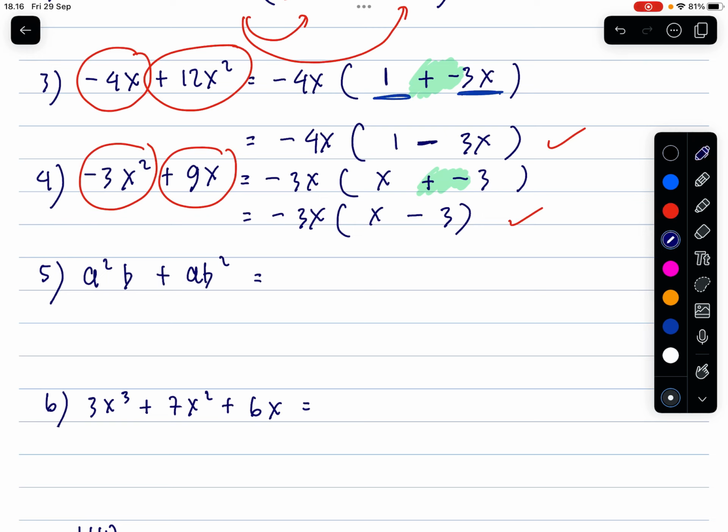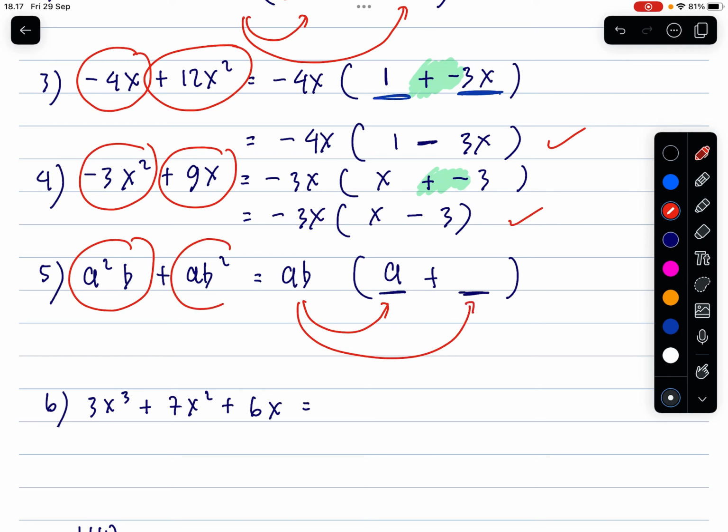A squared b plus ab squared. Try to have a look. What's the common? The common is AB. They both share AB, so AB, out you go. I need to fill this in here. AB multiplied by what equals a squared b? I will multiply by a to get a squared b, because the one that's squared is just the a. Now the next one, AB multiplied by what equals positive ab squared? I multiply it by b.